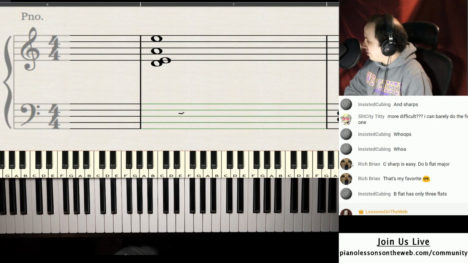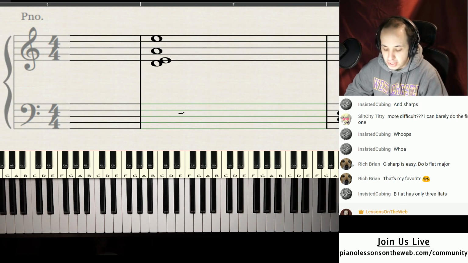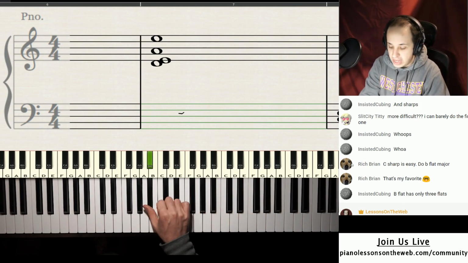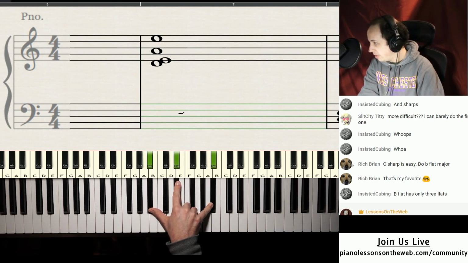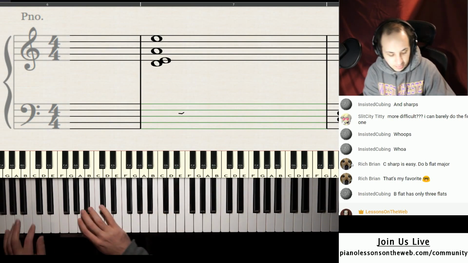All right, I did D flat already. Oh, you meant B flat. B flat has only 3 flats. Well, B flat really has 2 different flats, but because it begins on a flat and you copy the last note, it does look like it has 3 flats, but 2 unique flats, B flat and E flat. But you're right that the top flat is doubled.